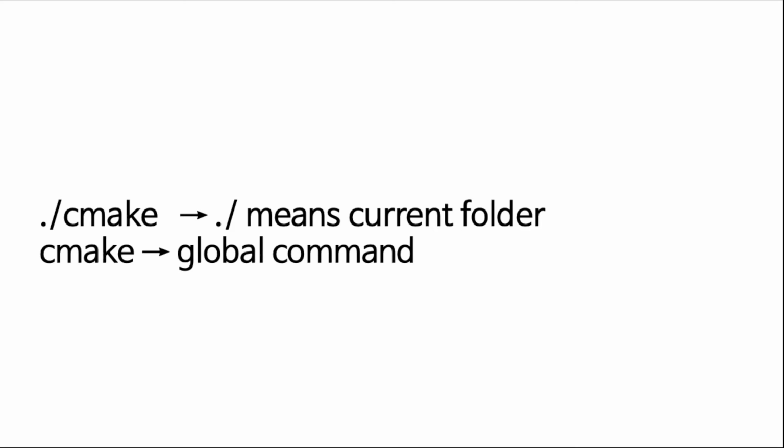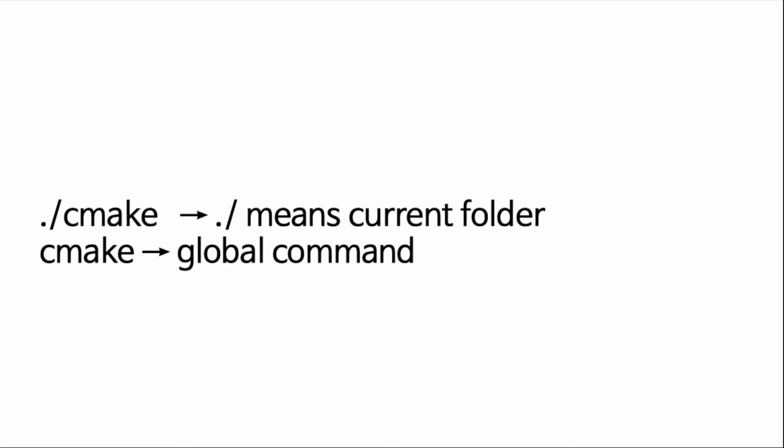If you type ./cmake, then the computer recognizes this as a local command. But if you just type cmake, the computer recognizes this as a global command. For example, here ./ means the current folder. So ./cmake means execute cmake in the current folder. That's why Linux recognizes cmake, because the folder you see on the screen is the folder where CMake is installed. So it works well.